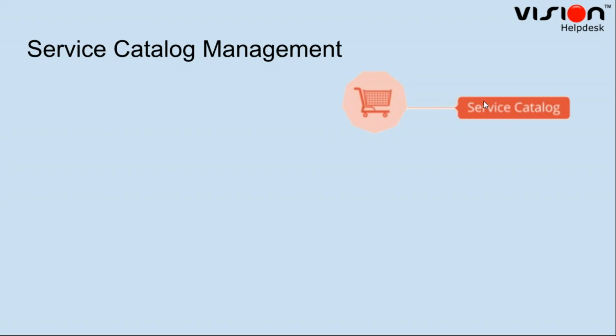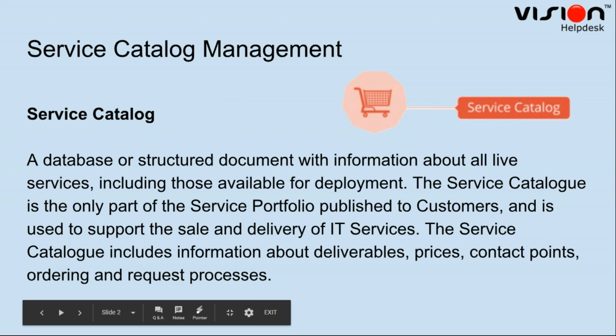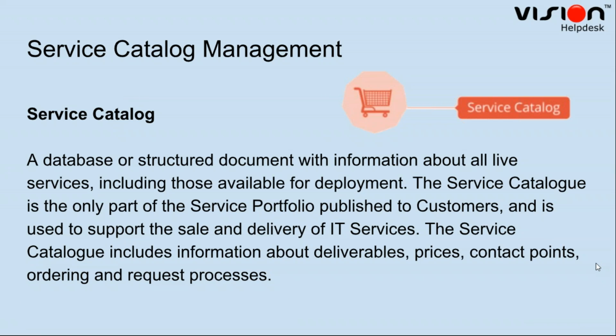Now, before we go with what is a service catalog management, let's see what is a service catalog. So service catalog, it's a database or structured document with all the information about live services and including those that will be available for deployment. The service catalog is the only part of service portfolio that is published to the customers. And it also helps in support of sales and delivery of IT services. And the service catalog includes information about deliverables, prices, contact points, ordering and request processes.